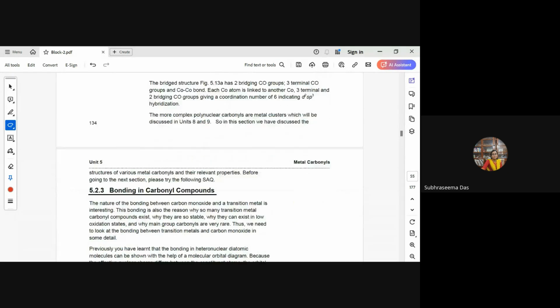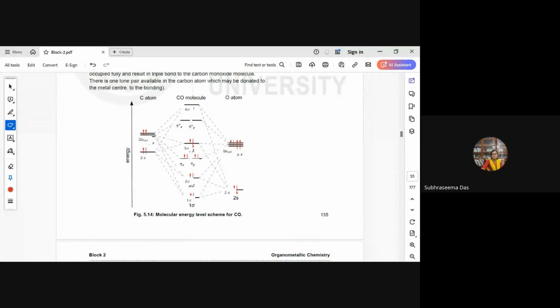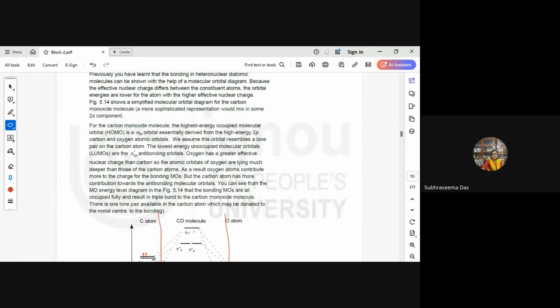So now again coming to bonding in carbonyl compounds. The nature of bonding between the carbon monoxide ligand and the transition metal is very crucial for indicating the stability of the carbonyl compound. So we know here in figure 5.14, the molecular energy level diagram of CO has been represented. On the left hand side, the atomic orbital configuration of C has been shown, and on the right hand side, that for the O atom, and in the middle it represents the MO of the CO molecule. So this is done for the carbon monoxide molecule.